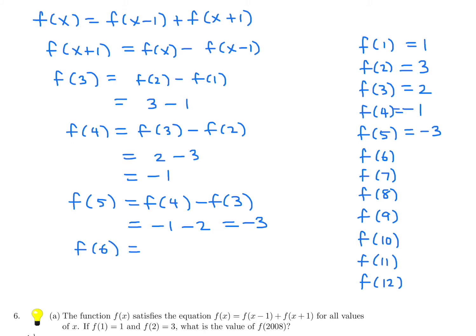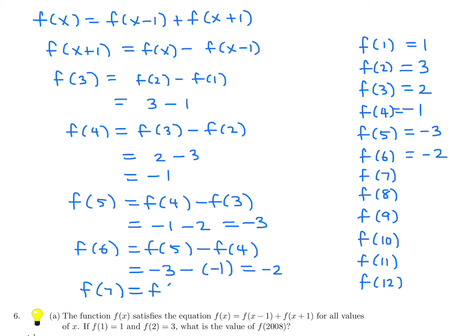f at 6 is f at 5 minus f at 4. And that is negative 3 minus 1. So that's negative 3 plus 1, which is minus 2. Okay, still no pattern. Oh boy. f at 7 is f at 6 minus f at 5. And that is minus 2 plus 3, which is 1.